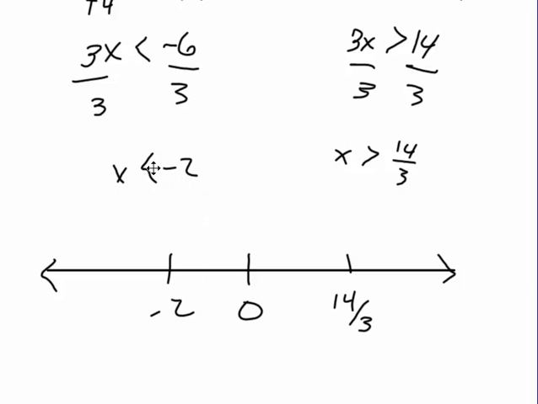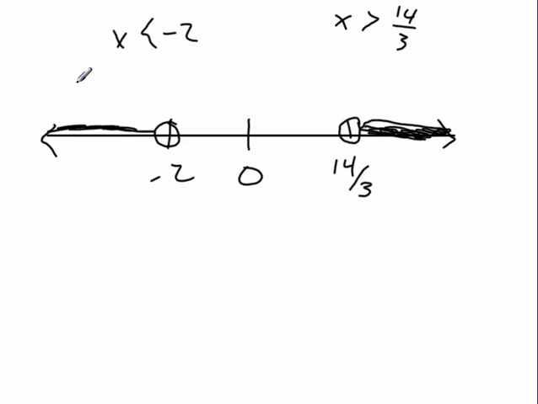Okay, so x has to be less than negative 2, so I'd have an open circle at negative 2, and I'm going to describe all the values to the left, which are less than negative 2. And here I have open circle at 14 thirds, and I'm going to describe all the values that are greater than 14 thirds. All right, so we've graphed our solution here. Now, using interval notation, again, I want to go from negative infinity until I get all the way to negative 2. I'm not including negative 2, so I have those parentheses.